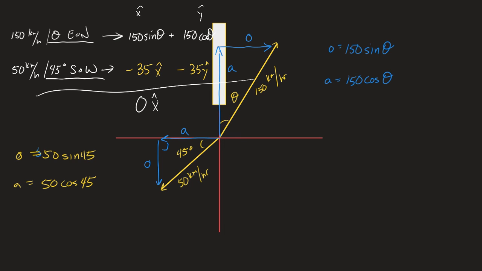Do you understand why that has to be true? Yeah. I want to fly due north, so I can't be flying at all to the left or right. Well, that's the answer then. That means that sum has to equal 0. 150 sine theta minus 35 has to equal 0. There it is. That's how you get the angle.